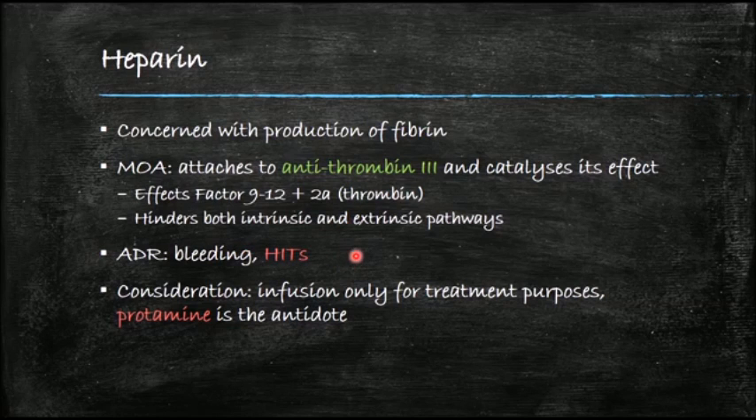So oftentimes when you give heparin, your platelets can take a bit of a hit. But if the hit is too large and you become thrombocytopenic, then you're at risk of really bad consequences. Obviously, with all anticoagulants, the biggest ADR that you're looking out for is bleeding, because you're thinning the blood out. Protamine is the antidote for heparin. And it's good to know antidotes for major drugs. So for heparin it's protamine, for warfarin it's vitamin K.